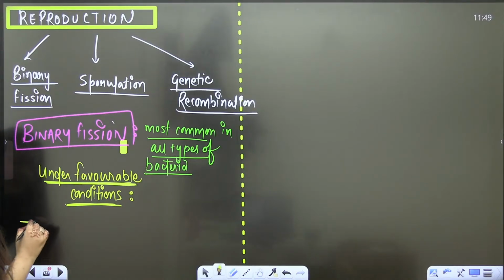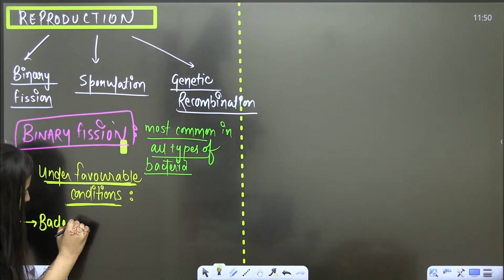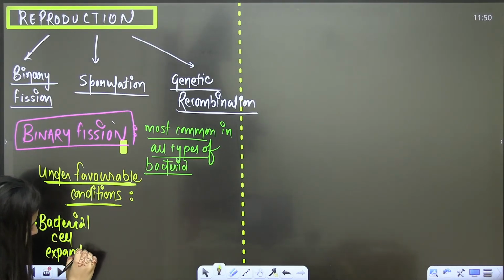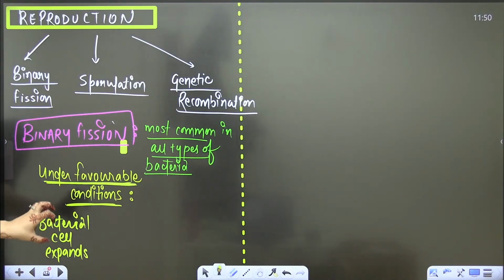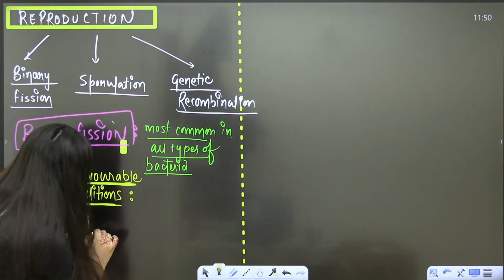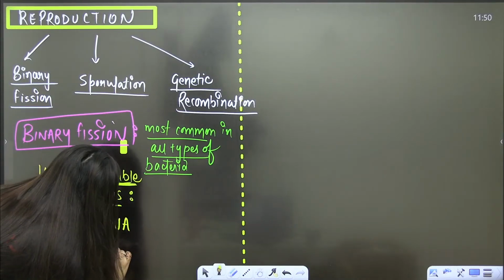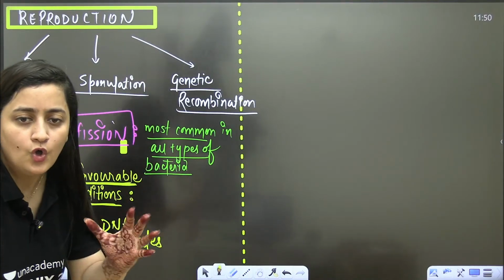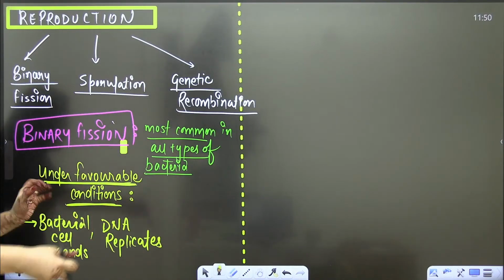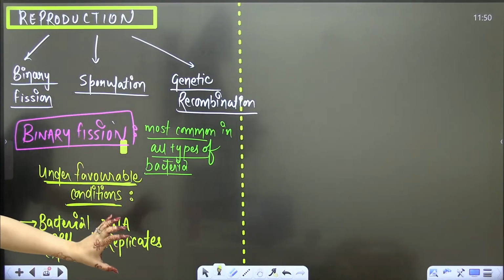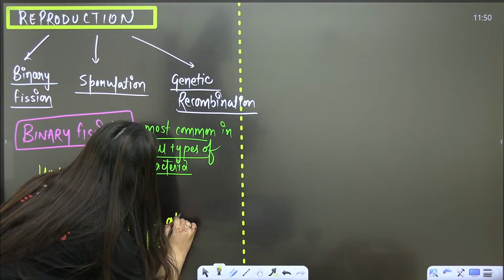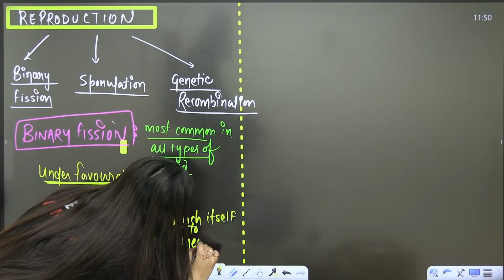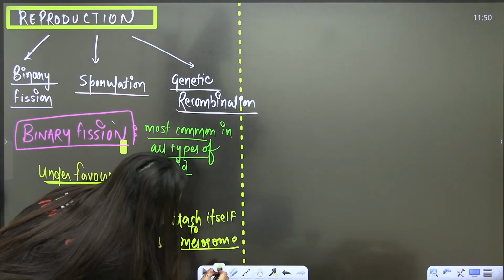So the bacterial cell expands. What will this cell do? It is going to expand, then the DNA replicates. In the case of bacteria, there is nothing like mitosis or meiosis. Normally in a bacterial cell, it will expand, its DNA will replicate, and it will attach itself to the mesosome. Do you remember in the last class when we were talking about the mesosome?